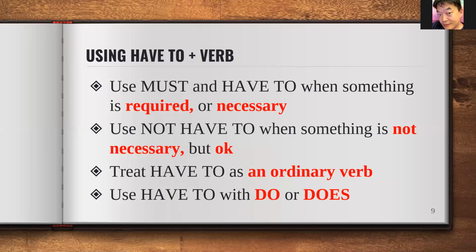Next sentence, you must not be in the sun after taking it. Next sentence, you must not give this medication to children. Why must not? Because it's not allowed.